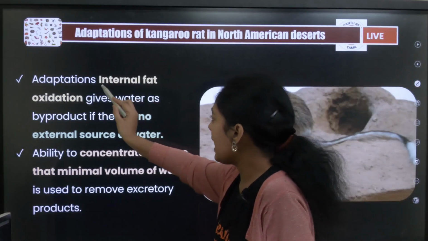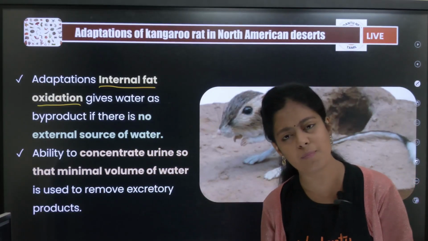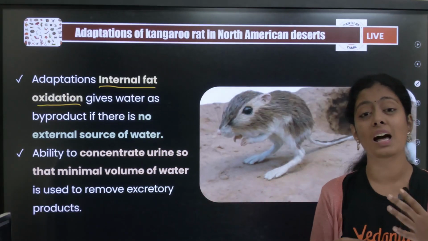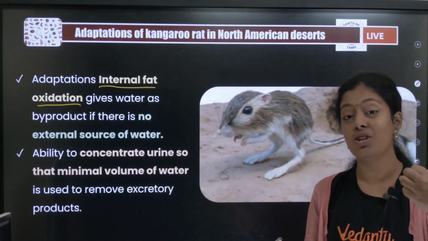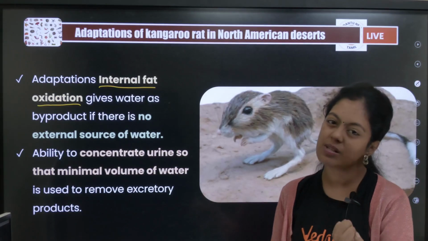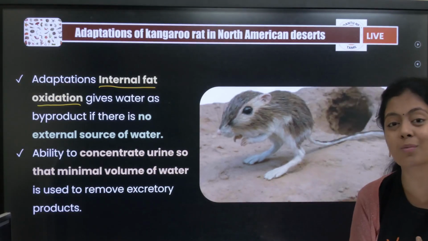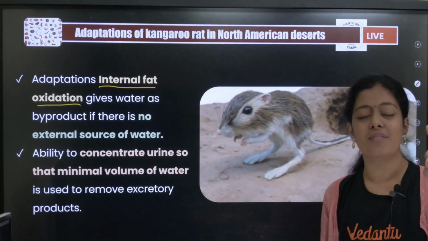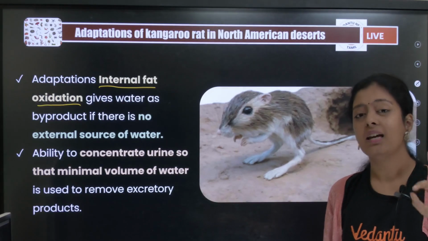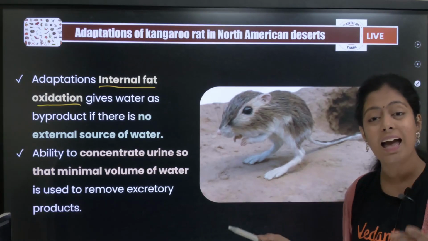Okay, so it has something called internal fat oxidation. There is very little water in deserts, correct? So what happens, the fats in it get oxidized and that fat oxidation will give water. Whenever water is very scarce, your body has developed a mechanism to produce water. Okay, how can this be asked as a question? Internal fat oxidation takes place as an adaptation in which organism? Okay, it is kangaroo rat.